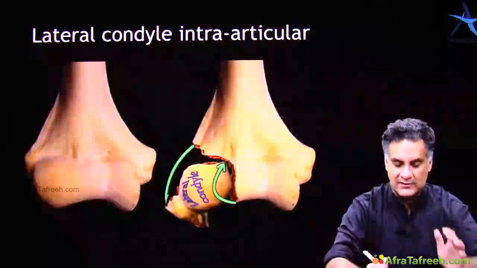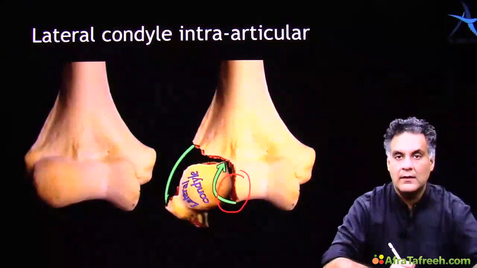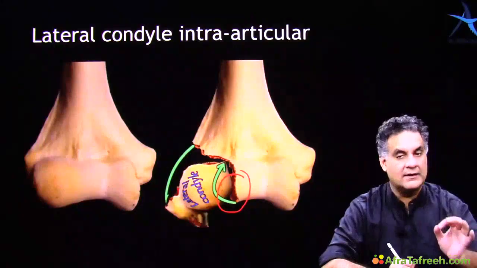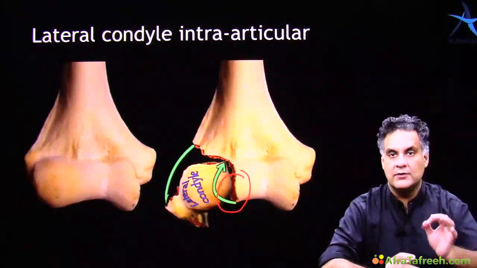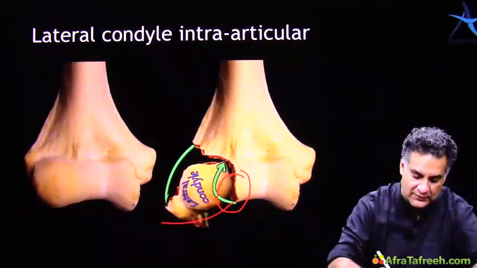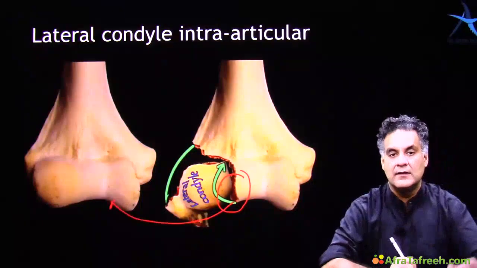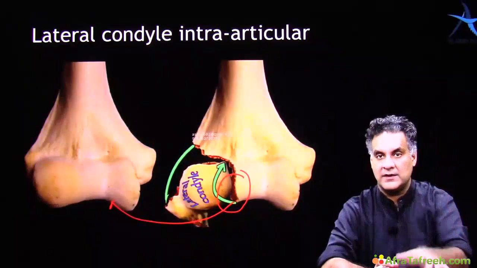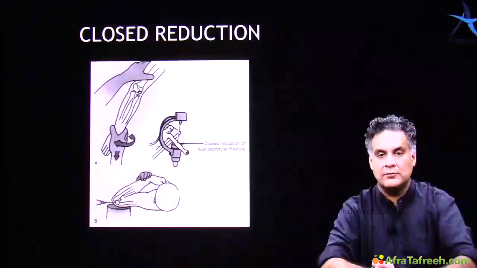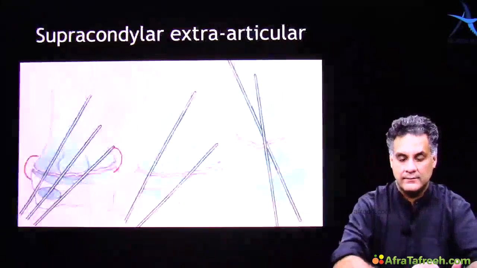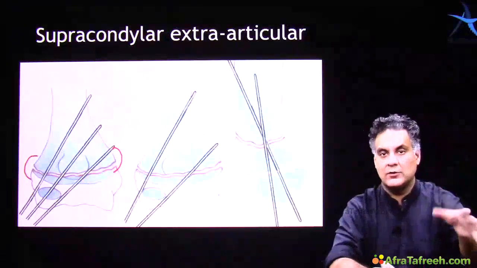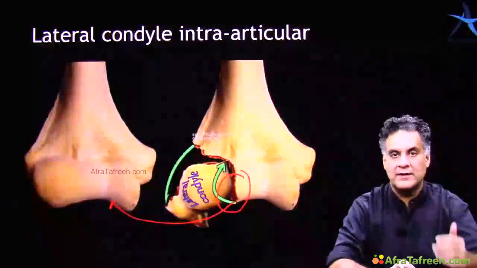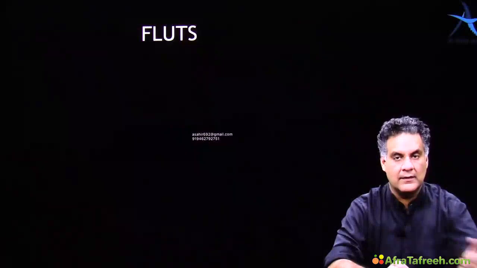Whereas if the fracture is through the joint, there is hematoma, but the articular cartilage is breached. You need to open it, expose it, and restore the surface. This is called open reduction. So lateral condyle humerus, intra-articular fracture, open reduction. Supracondylar humerus, extra-articular fracture, close reduction. And close or open depends upon the hematoma.